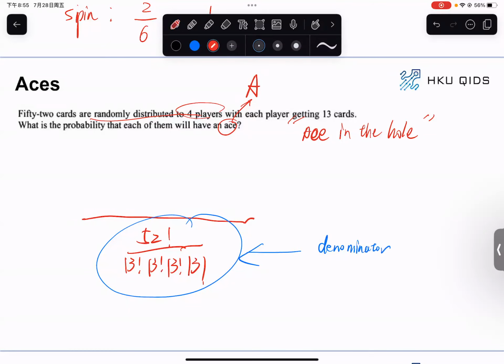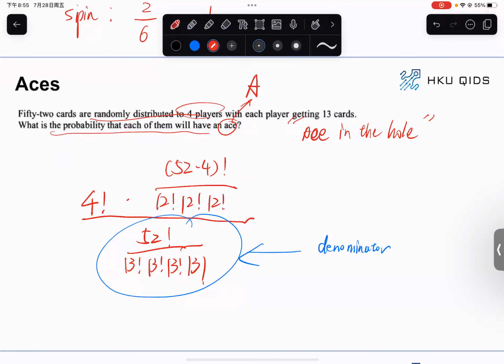But how about the numerator? On the numerator is the number of ways each of them will have an ace. Which means the 4 aces are going to be distributed in the 4 positions. And how many permutations are there? There are 4 factorial, right? And then how many cards are left? There are 52 minus 4, which is 48 factorial. And they are going to be distributed into 12, 12, 12, 12, because each one of them has already got an ace. So each of them needs to get 12 more cards to form a 13 card set.